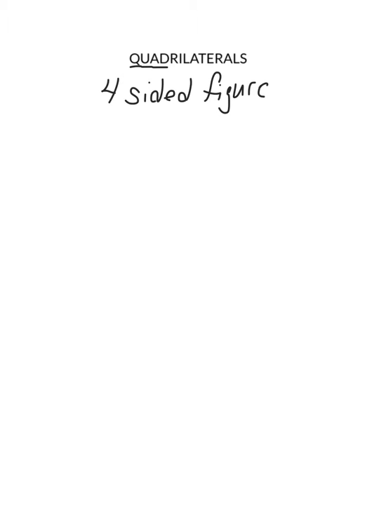Anything with four sides would be considered a quadrilateral. Let me get an example of one. There we go. There's a four-sided figure as best that I can draw freehand. A parallelogram is a quadrilateral. A parallelogram is a four-sided figure.